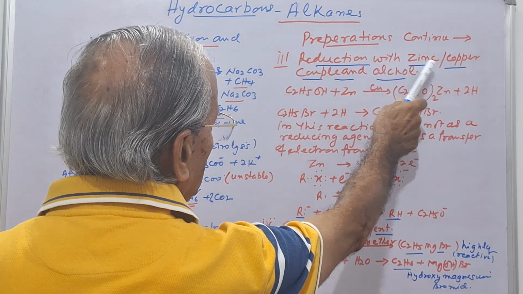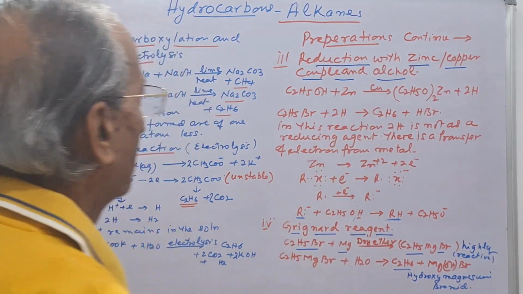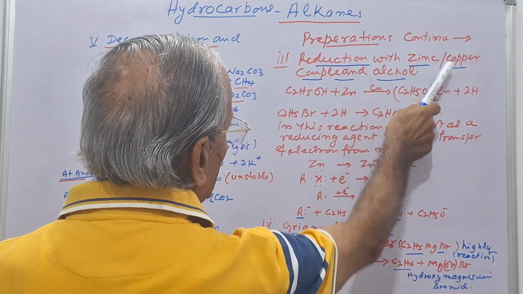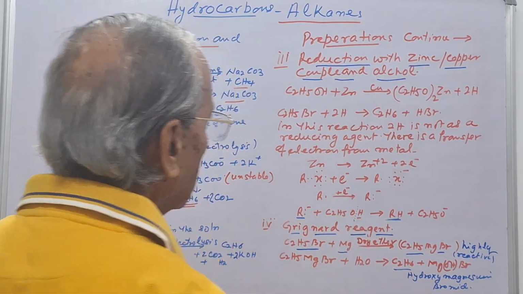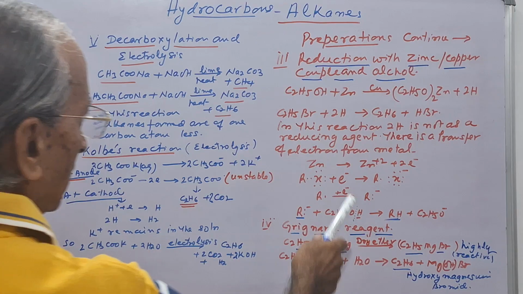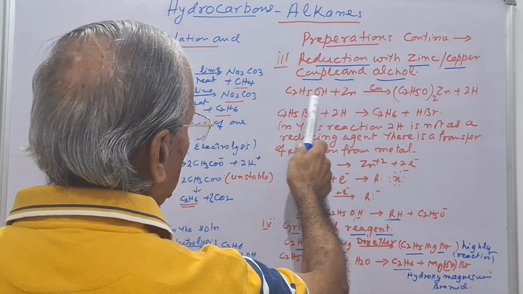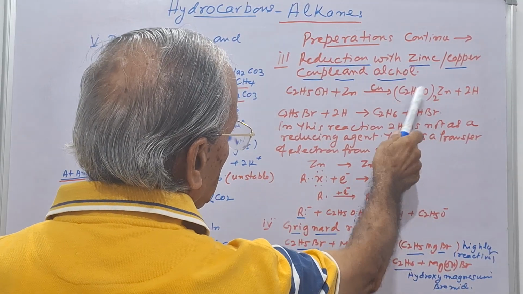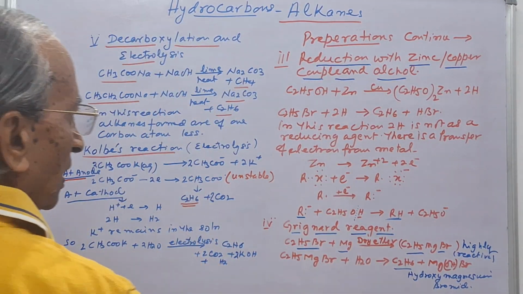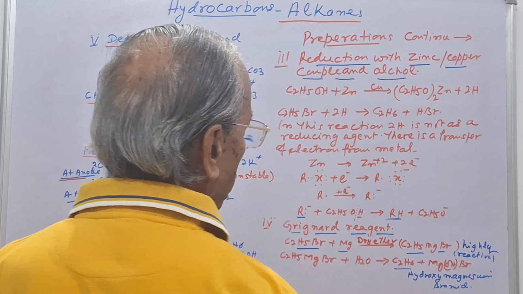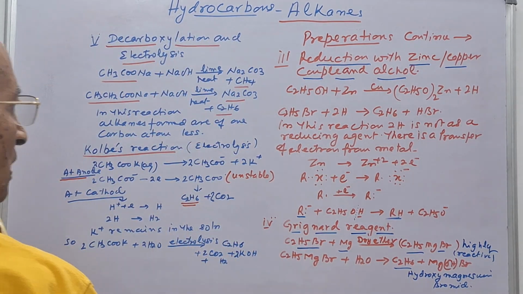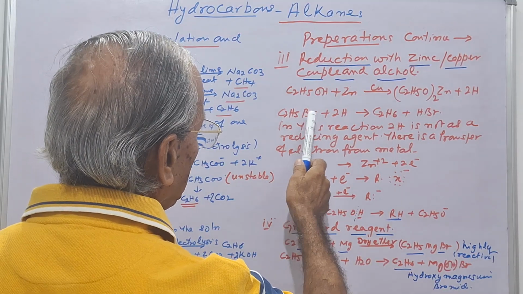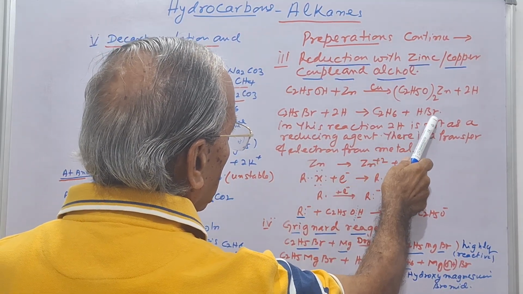Reduction with zinc-copper couple and alcohol. Very simple. Zinc reacts with alcohol in the presence of the copper to form zinc ethoxide and nascent hydrogen, that is 2H. This nascent hydrogen reacts with ethyl bromide to form ethane and HBr.